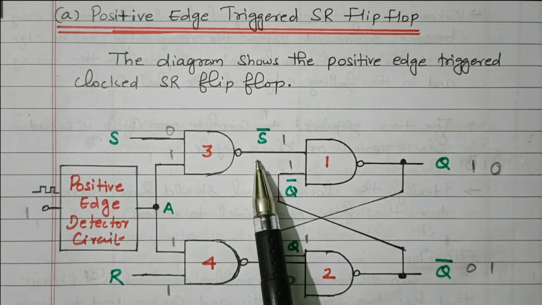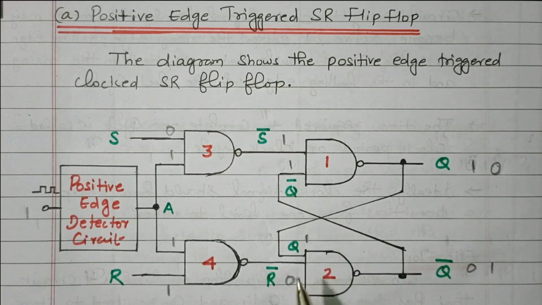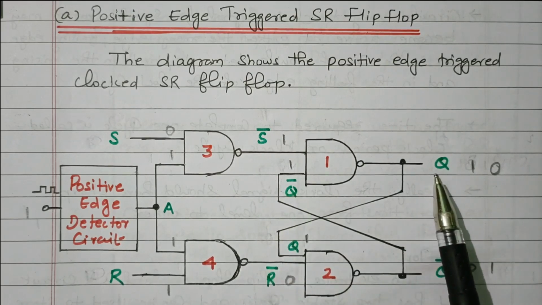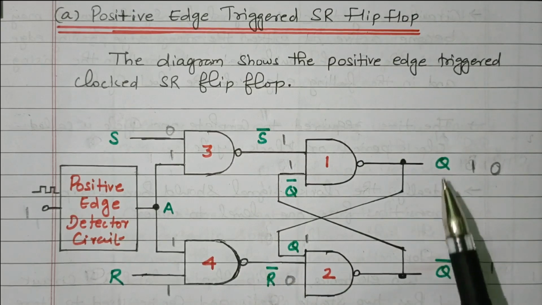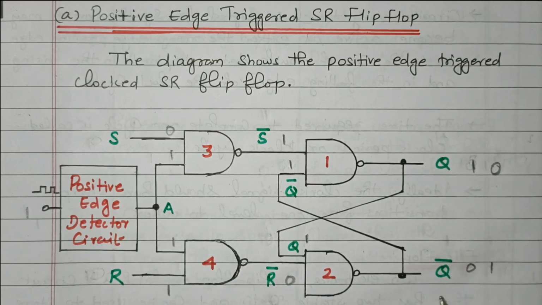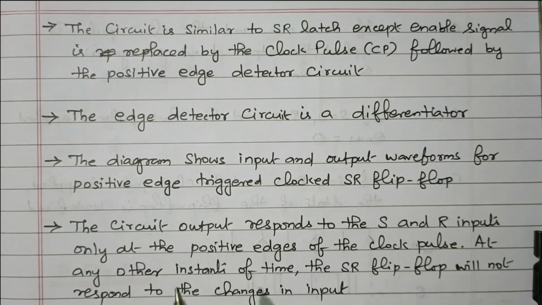So here we have S bar and Q bar, here R bar and Q. This is the present state, Q bar, the complement of the output. Now I will go to the truth table to see what will happen when an input is applied, and what the possible outputs are. First I will go through some description, then we'll go to the table.